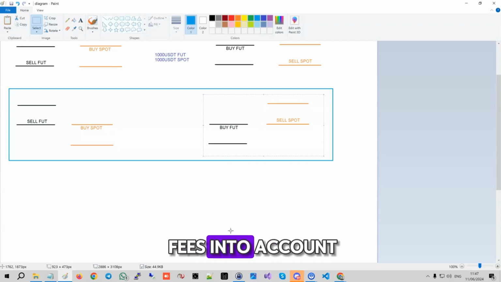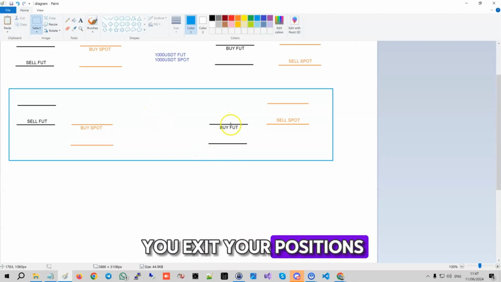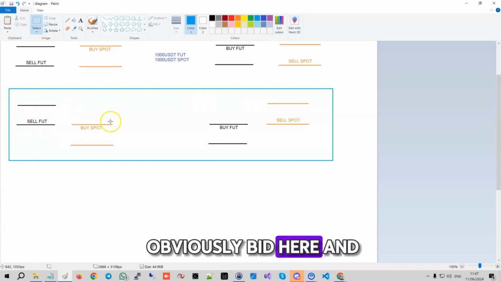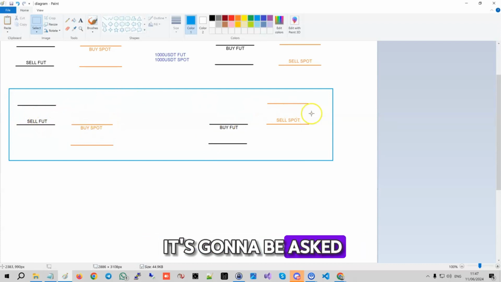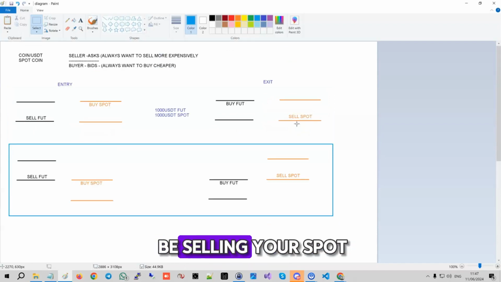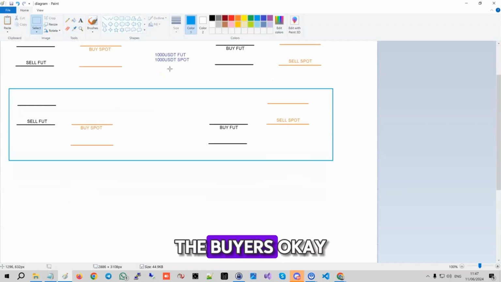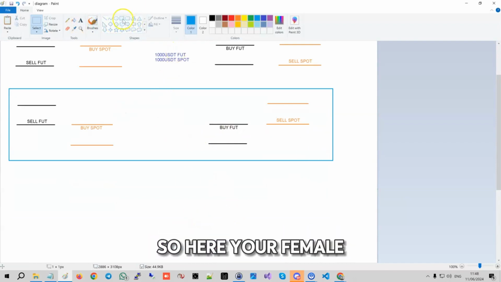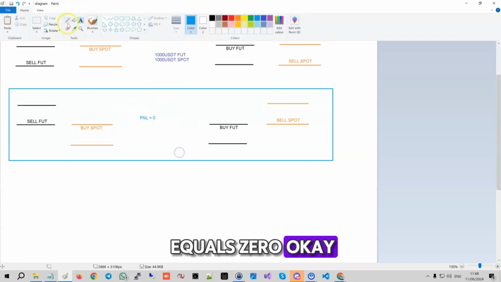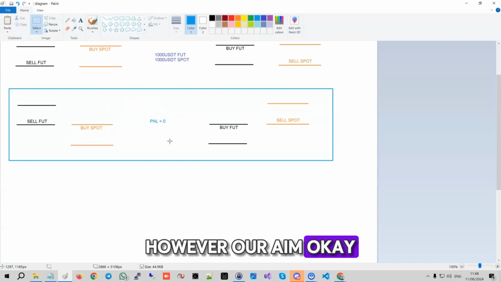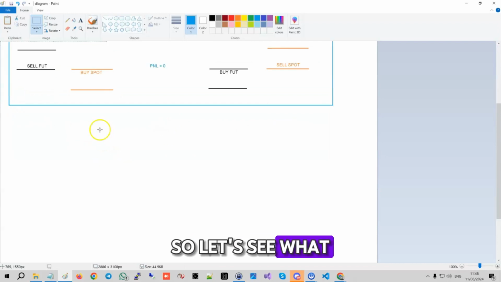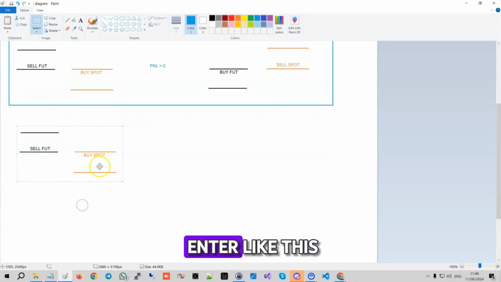So if we're not taking fees into account, wherever the market moves, as long as when you exit your positions, your ask here and bid here now. So before on entry, it was obviously bid here and ask here, but on exit, it's going to be ask here and bid here, okay? Because you're going to be selling your spot to the buyers, okay? So once these are in line, doesn't matter if the market went up or down. So here, your P&L equals zero, okay? However, our aim, okay, is to obviously get some profit. So let's see what can happen if we enter like this.